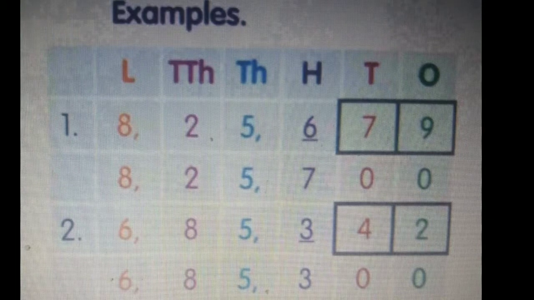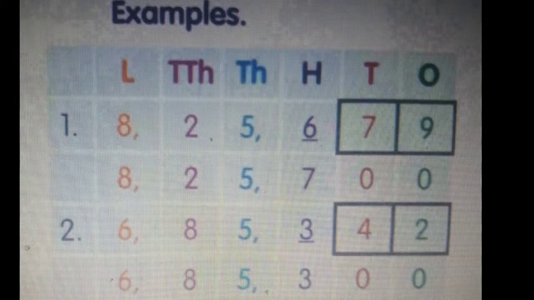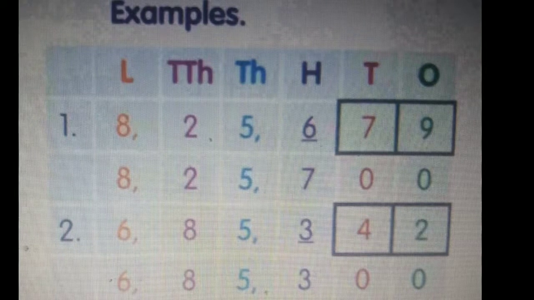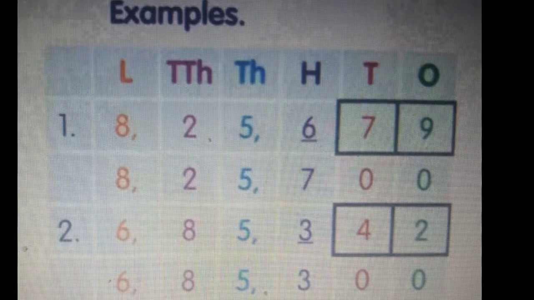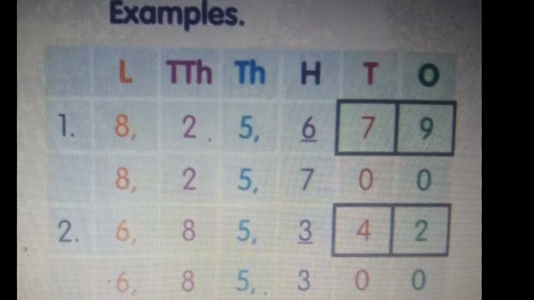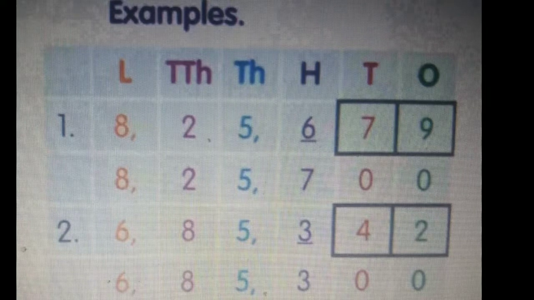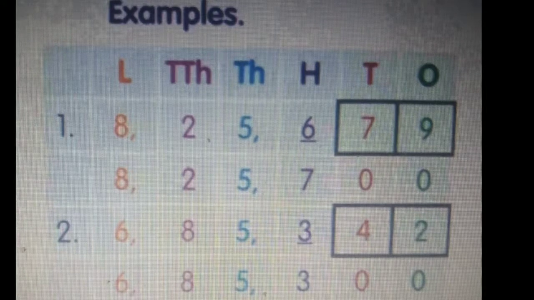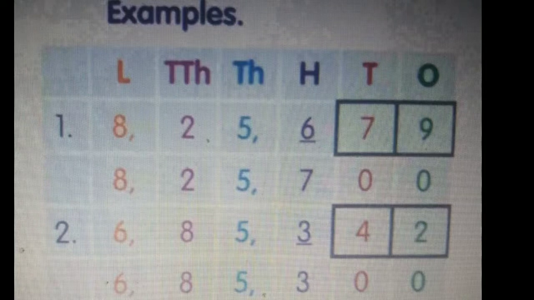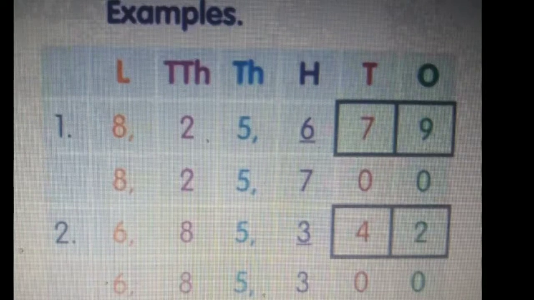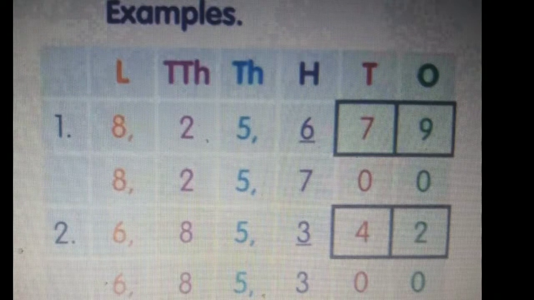So, in the first example, I have taken the number 8,25,679. Now, if you look at the tens and ones places, the digits here are 79. That is more than 50. So, what can we do now? We just round it off to the next 100. So, 679 will become 700 because it is nearer to 700 in comparison to 600.